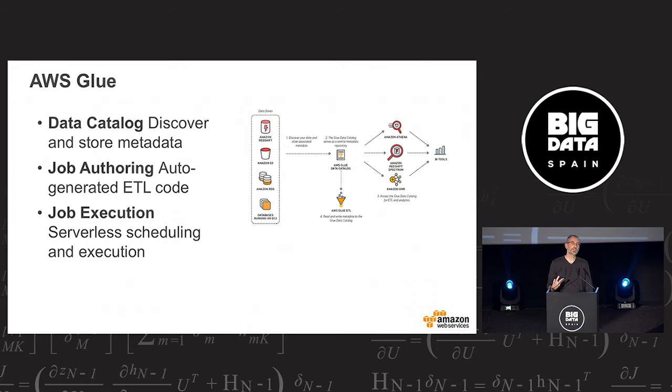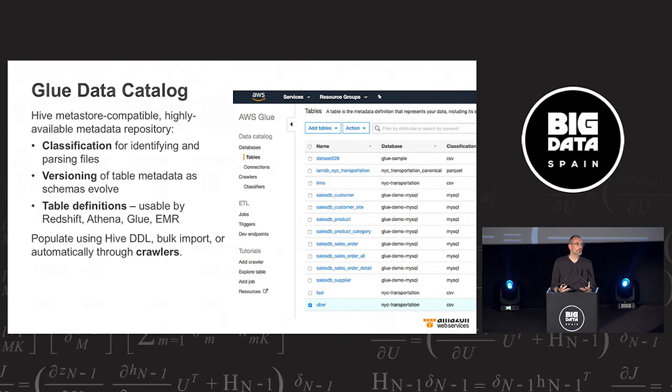Glue has three fundamental capabilities. On the one hand, it provides a data catalog, and that's what I'm going to talk about in a moment. And then a bit later, I'll talk about the other two features of Glue, which are managed or serverless ETL and the ability to be able to schedule and execute those transform jobs. So Glue provides you with a data catalog, with a highly available Hive Metastore compatible metadata repository that scans your entire account or runs across your entire account.